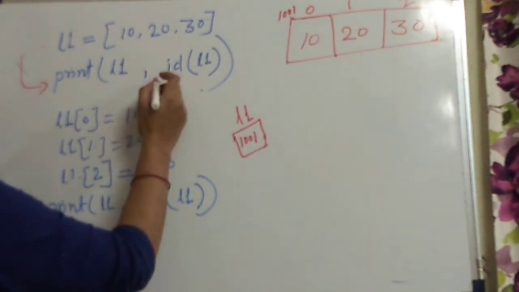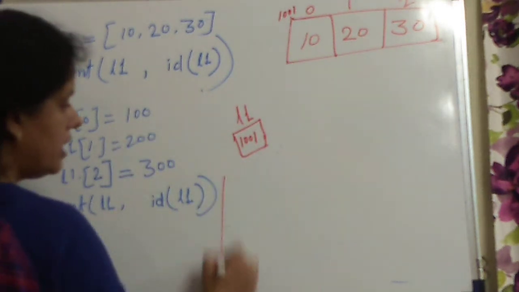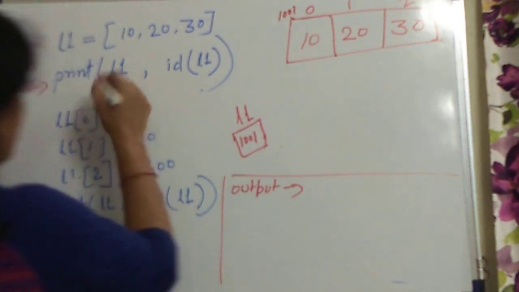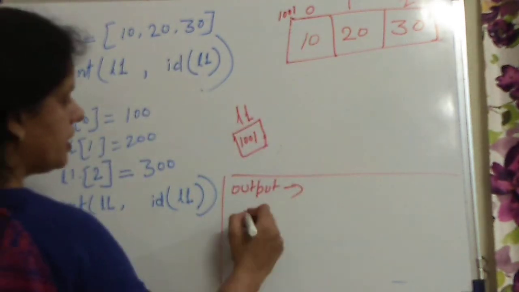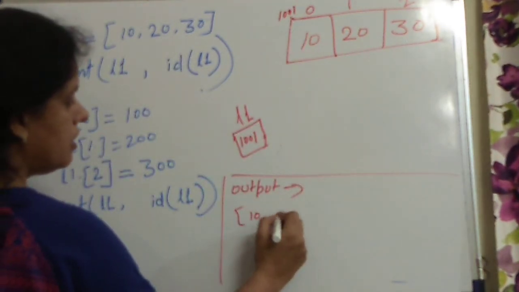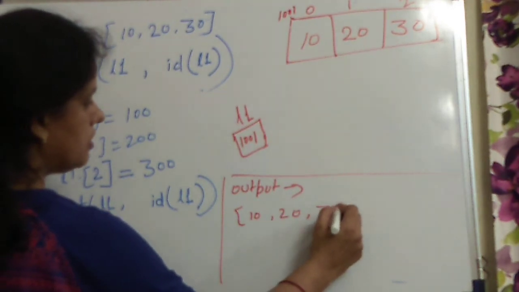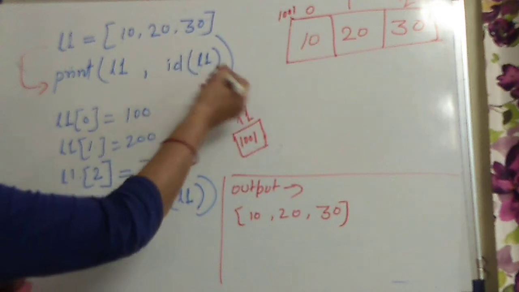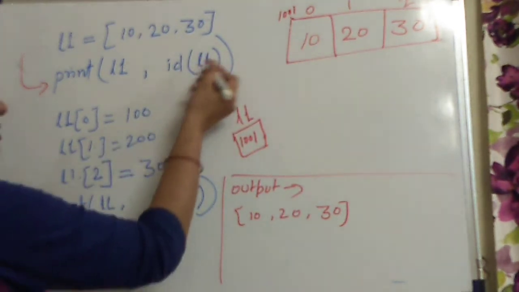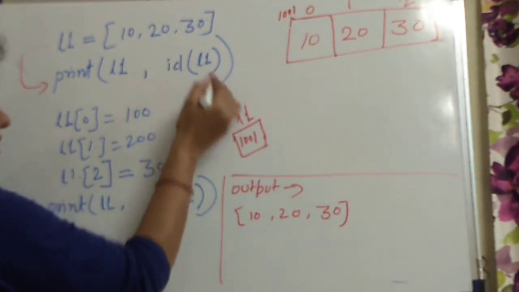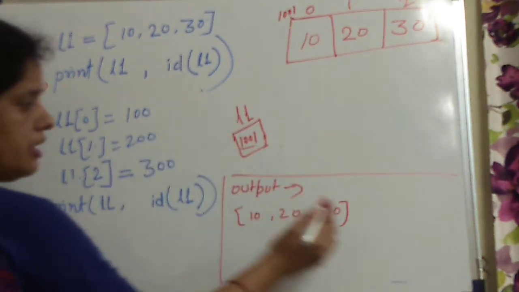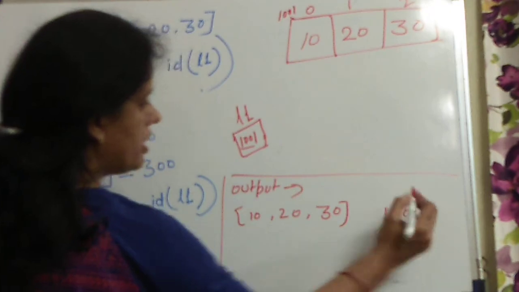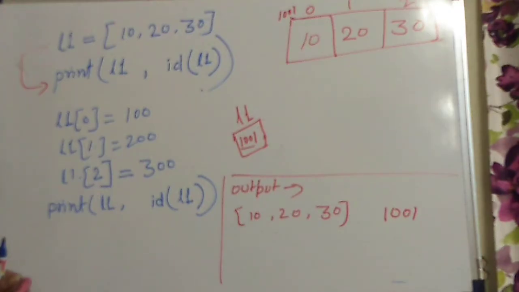Now come to the next line. Print L1. What output will you get? It will print 10, 20, 30. Clear? Now after that, ID of L1. The identification number of L1 will get printed. So 1001 is the identification number of L1.